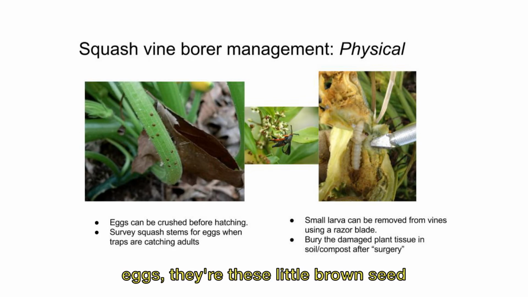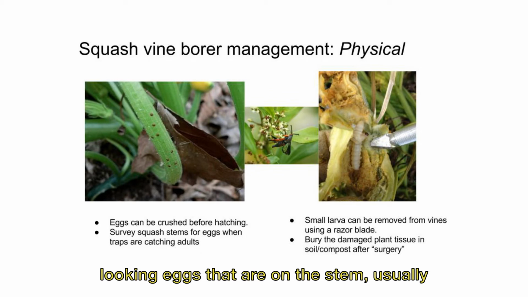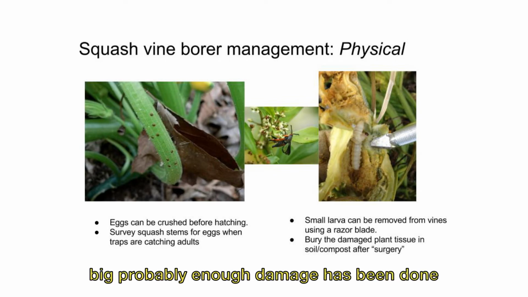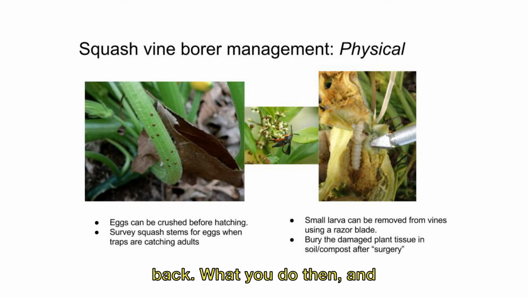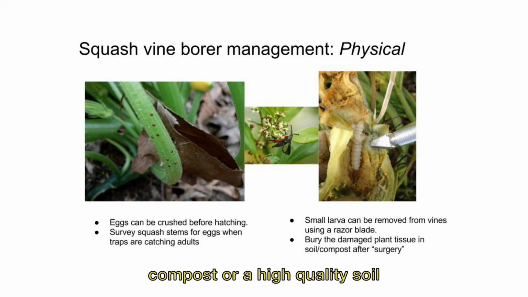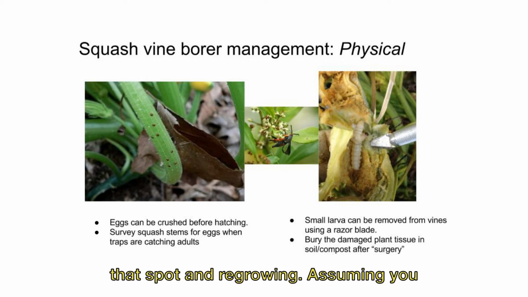They're these little brown seed-looking eggs that are on the stem, usually at the base of the plant. If you squish them, then they don't hatch. Another thing you can do is physically remove the larvae. It works best if you can catch the small larvae. The big larvae are like the size of the tip of my pinky. And by the time they get that big, probably enough damage has been done to the plant that there's no coming back. What you do then, and this is probably more for a market gardener or a home gardener, you can pack it with compost or a high quality soil and push the damaged tissue into the soil to try to promote the squash into rooting in around that spot and regrowing.